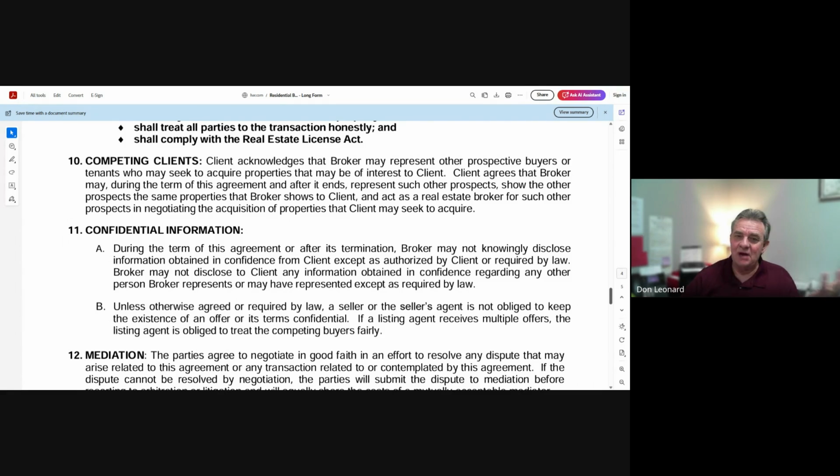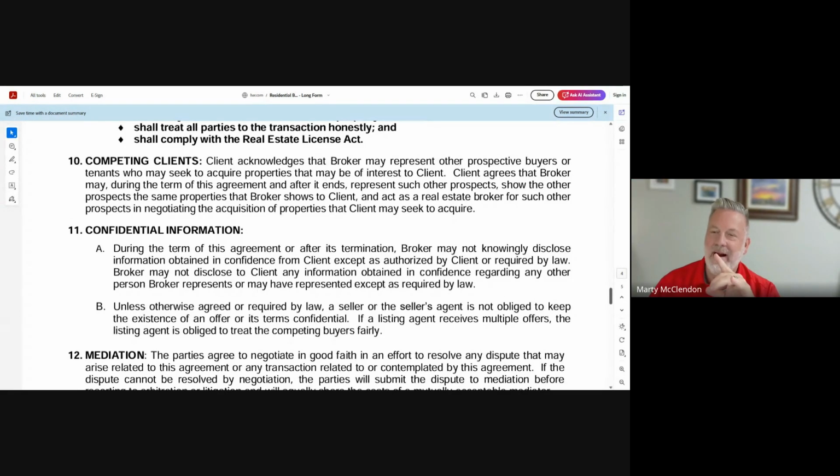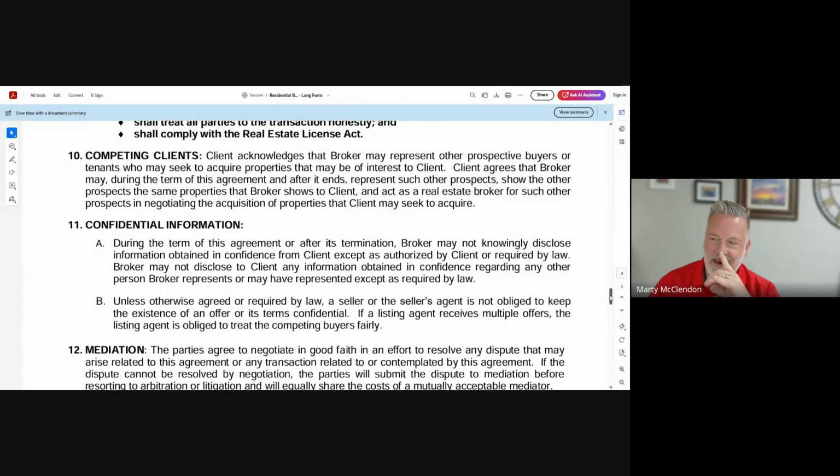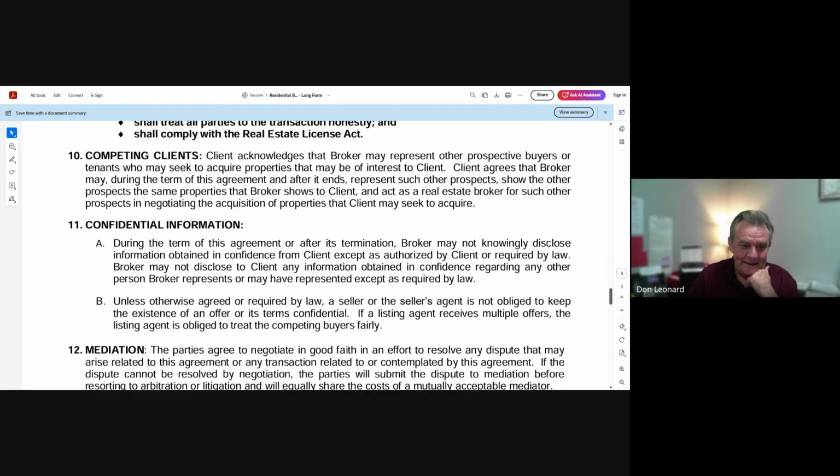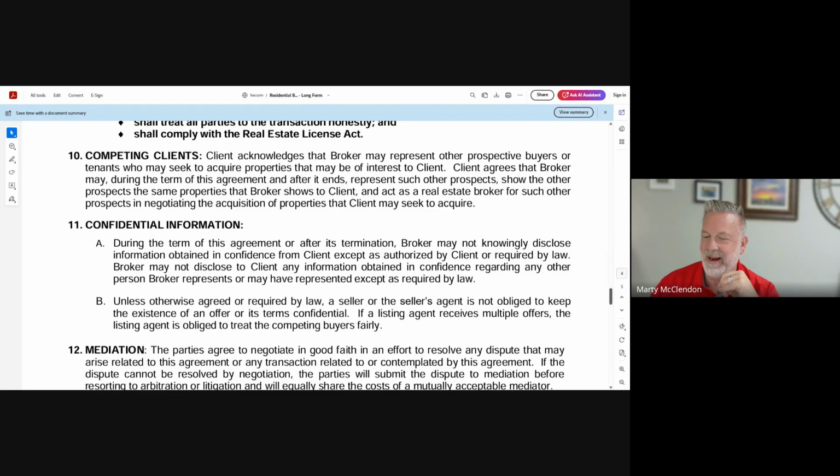Confidential information. Hey, Don, on that, this is one of those things where it doesn't happen a lot now, but it happened a lot in the past. Let's say I'm working with buyers in a certain price range. I'm showing the same properties to the same buyers over and over because that's what's on the market, right? And all of a sudden, I have 2 or 3 buyers that all want to buy the same property. How do you handle that?